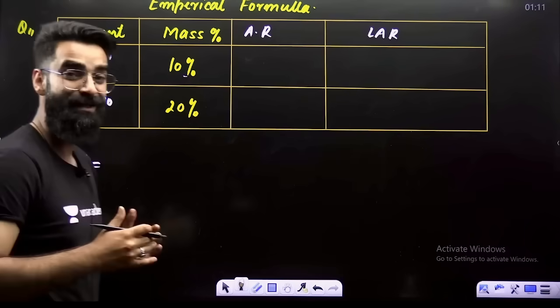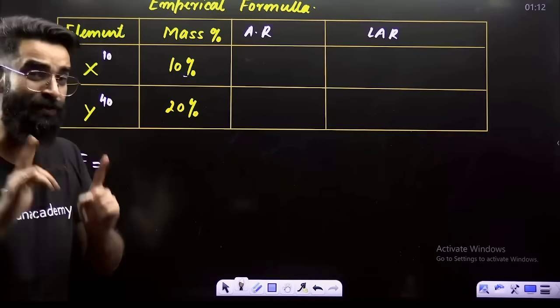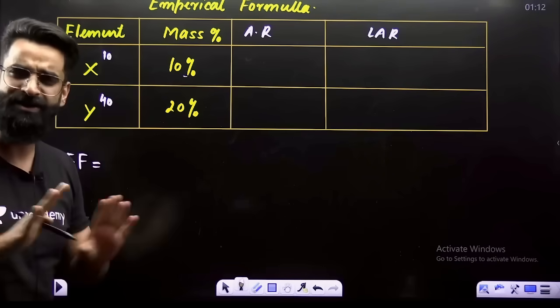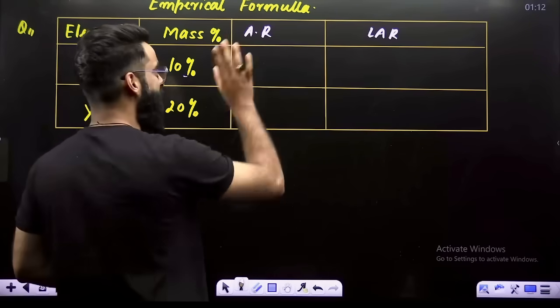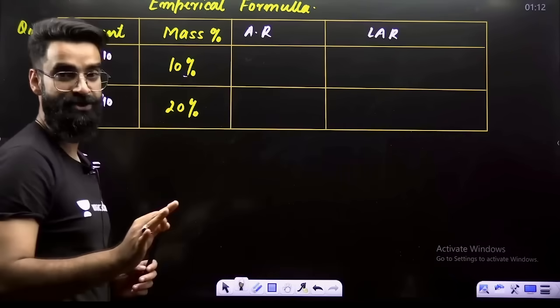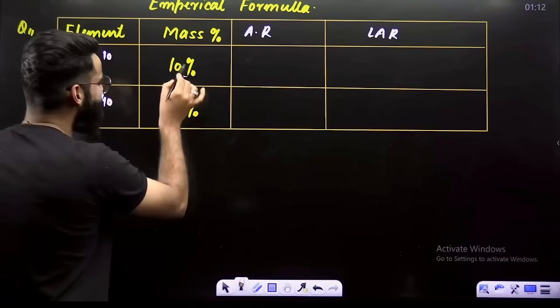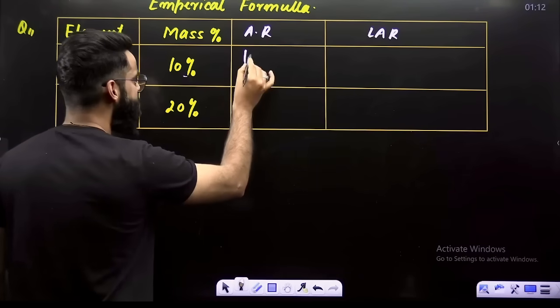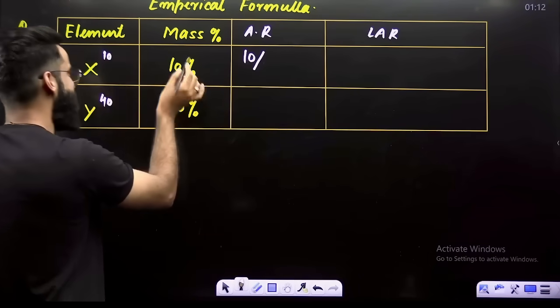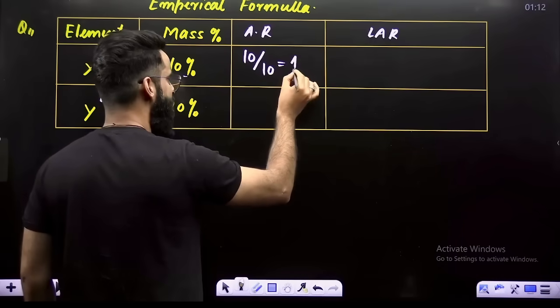What exactly are we supposed to do in order to get the empirical formula? My dear students, there are 2 steps which you have to do. That's all. First step, to calculate the atomic ratio. Second step, to calculate the least atomic ratio. How do we calculate the atomic ratio? Whatever is the mass percentage of an element, divide that mass percentage of the element by the respective atomic mass. The value comes out to be 1.